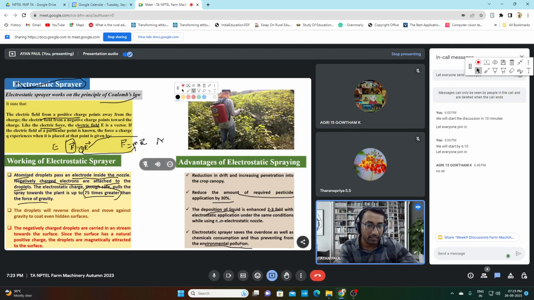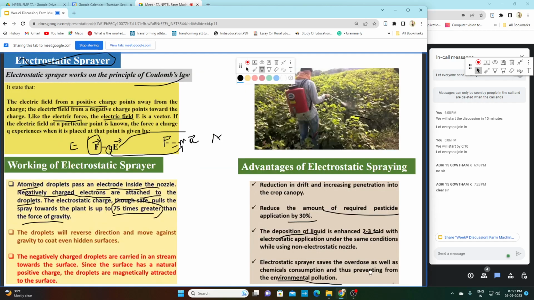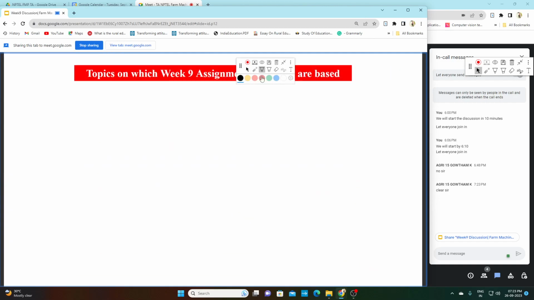So any doubt in this slide? Any doubt why we are applying this electrostatic spraying and all this? Okay. So by this we are ending the theory. Now we will move to the assignment question.